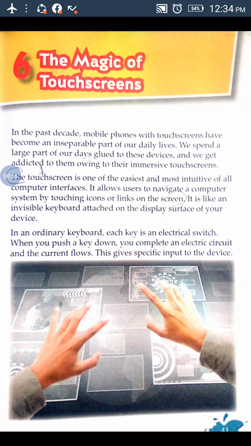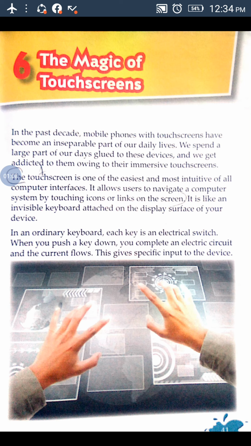In the past decade, mobile phones with touch screens have become an inseparable part of our daily lives. We all know that. We spend a large part of our days glued to these devices. What are those devices? Mobile phones, laptops, etc. And we get addicted to them owing to their immersive touch screens. Why do we get addicted to them? Because they are all touch screen. We just touch it and we get the total information whatever we want.